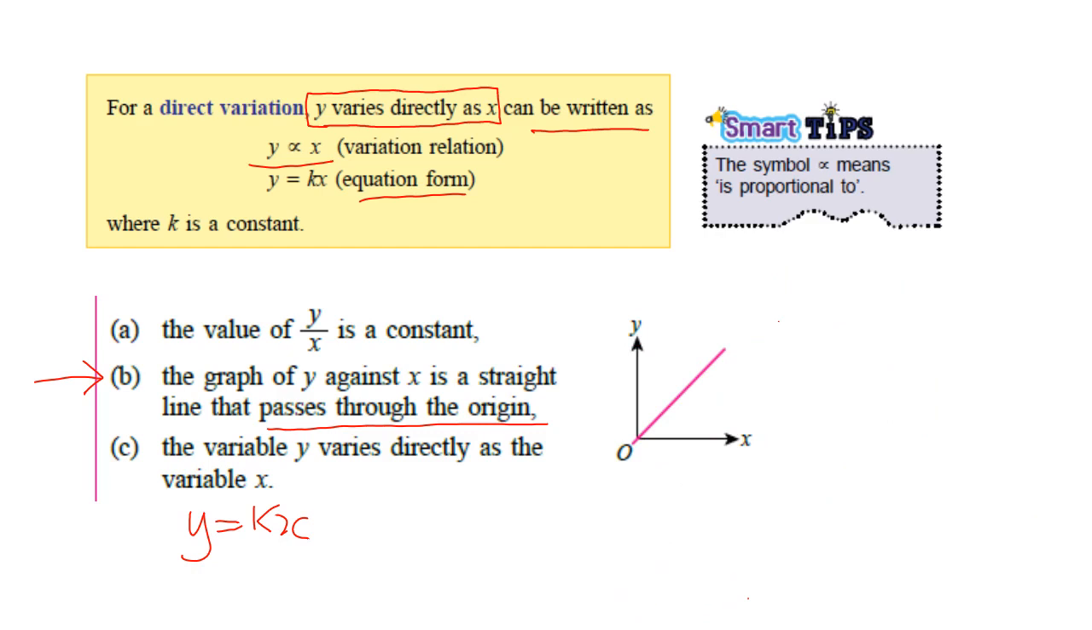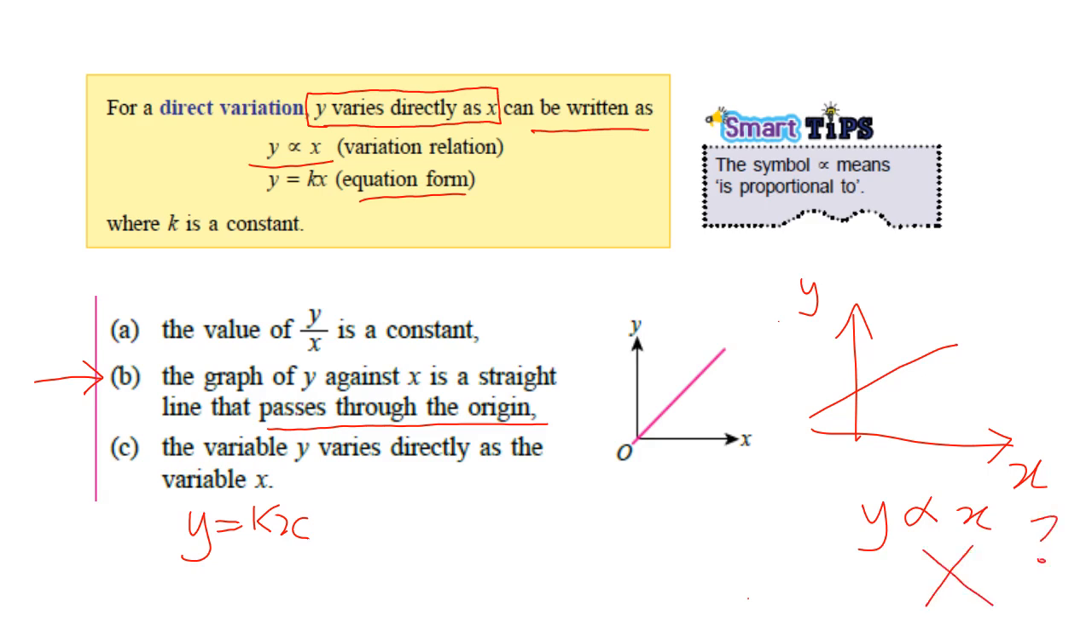So if the graph is like this, y, x, and it passes here, does this mean y varies directly to x? No, no. Because when y varies directly to x, the equation is y equals kx. If you still remember in your linear graph, when this passes through the origin, that means in your mx plus c, your c is actually 0. You don't have c in a direct variation. So it must pass through the origin.